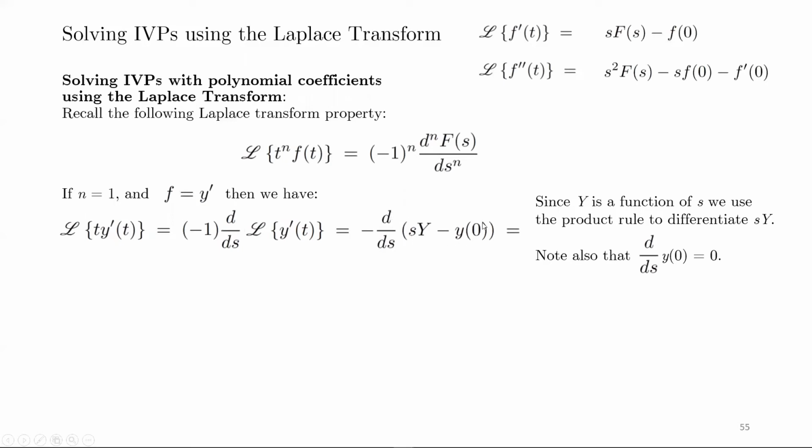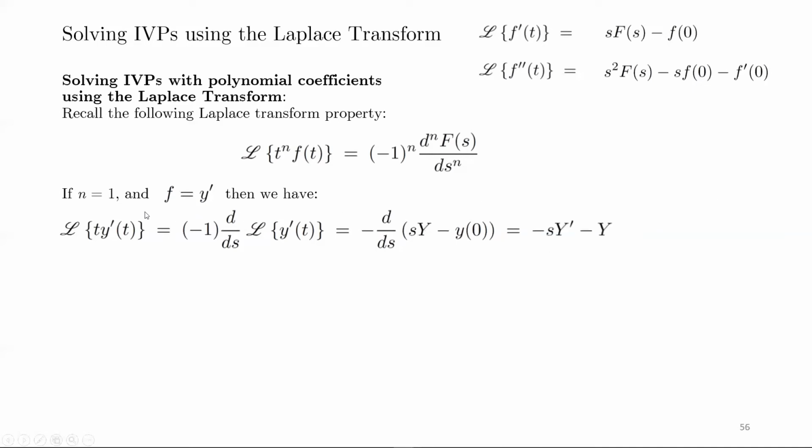But this initial condition, y of 0, is just a constant. So when we take the derivative d by ds of this constant, we get 0. The derivative of a constant is 0. The derivative of this term here, s times Y, well, we must remember that Y itself is a function of s. So we're going to have to use the product rule here. Therefore, the Laplace transform of t times the derivative of y is equal to negative s times Y prime minus Y.